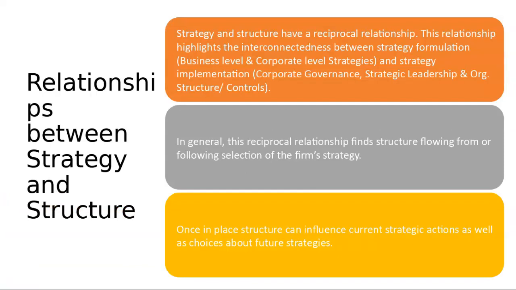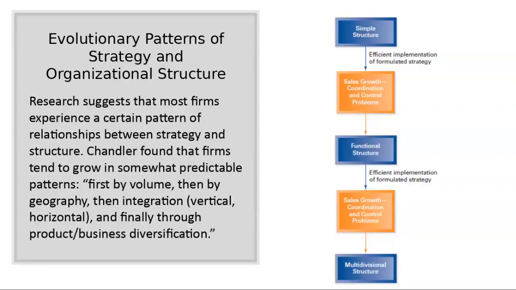All right, so what is the relationship between strategy and structure? Strategy and structure have a reciprocal relationship. This relationship highlights the interconnectedness between strategy formulation and strategy implementation. In general, this reciprocal relationship finds structure flowing from or following selection of the firm's strategy. What is it that the firm wants to do? How are we going to compete in this product market? What are we doing in terms of corporate level strategies? Are we expanding? What kind of business do we have? So the strategy and the structure are interrelated. So once in place, structure can influence current strategic actions as well as choices about future strategies.